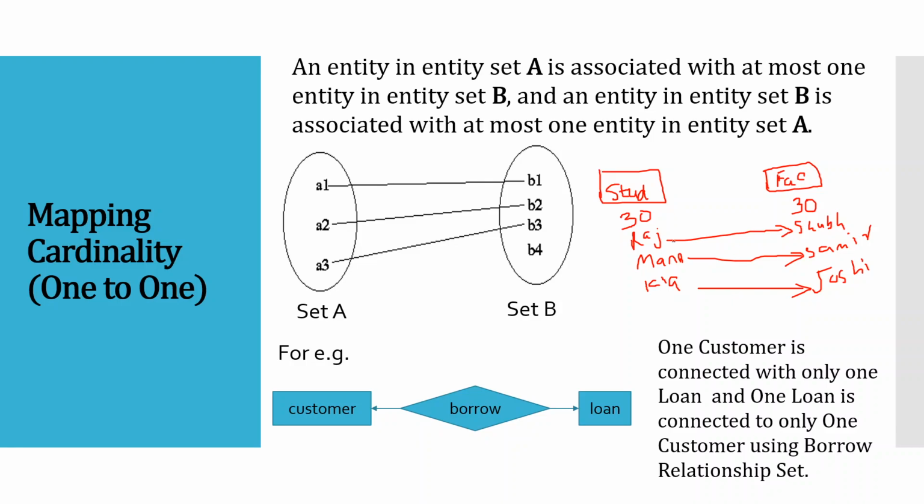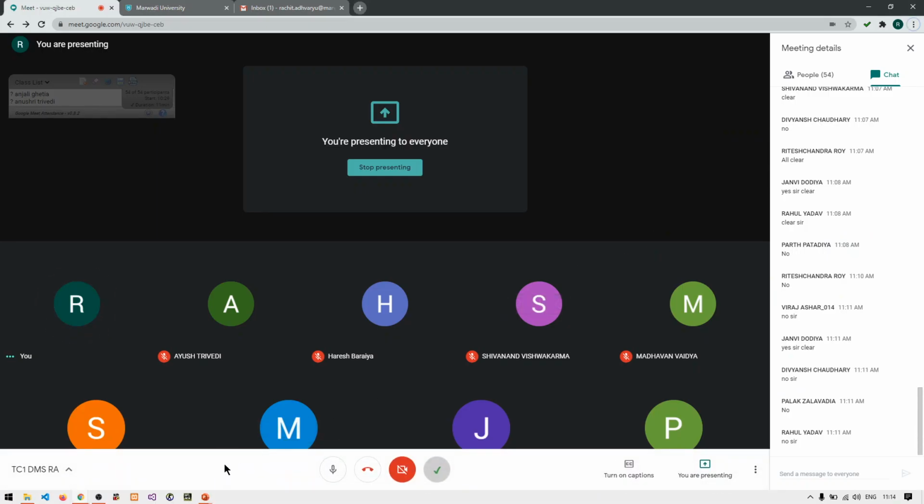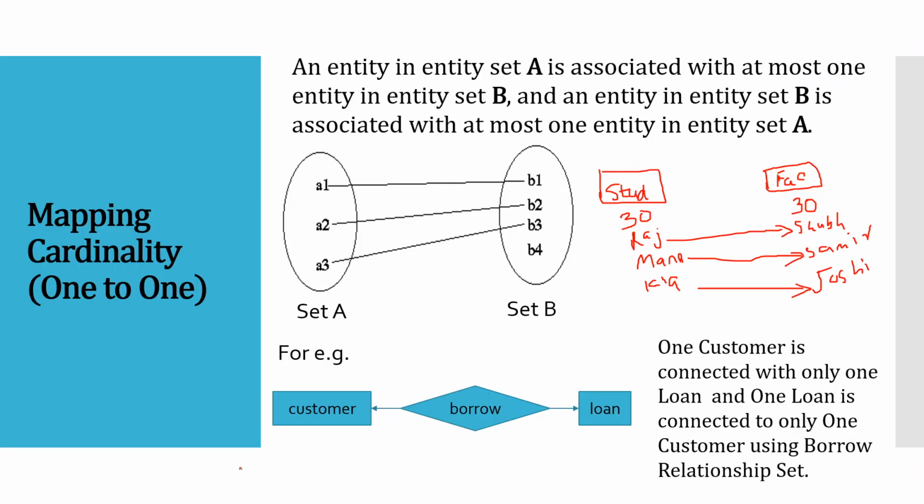Clear? So one to one: one entity of one entity set is connected with one entity of the other entity set. Clear with this? This is what one-to-one mapping cardinality means. Clear, everyone? Or shall I repeat again?